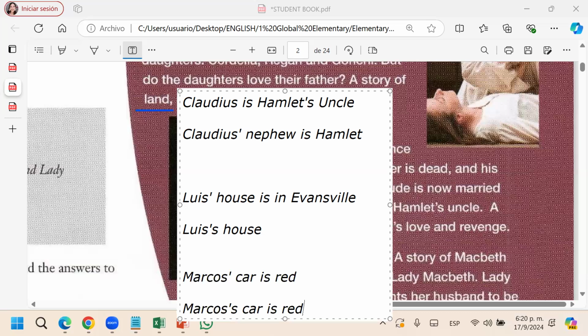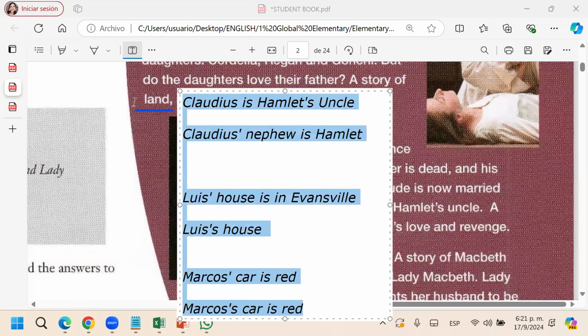Si lo quieren ya igual agregar, tienen que pronunciar the two S's. Marcus's, Luis's, Claudius's. So you have to remember it. So here, Claudius' nephew is Hamlet. Claudius is Hamlet's uncle.